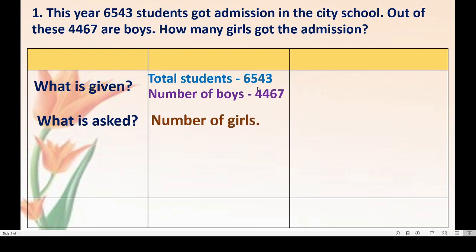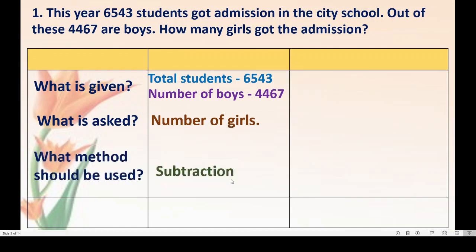Total students we know and number of boys also we know. Yes, you are right. When we subtract number of boys from the total students, we will get number of girls. But which method we have to follow here? Yes, you are right. That is subtraction. Because here, out of these, how many girls? Correct? So it is subtraction. Now we will proceed to the method. See, here we will do method. We know subtraction we have to follow.